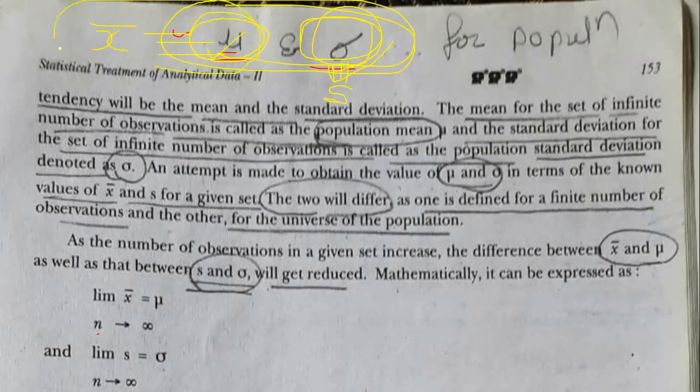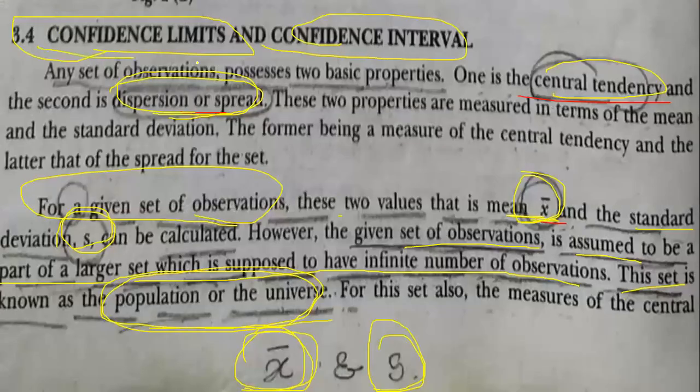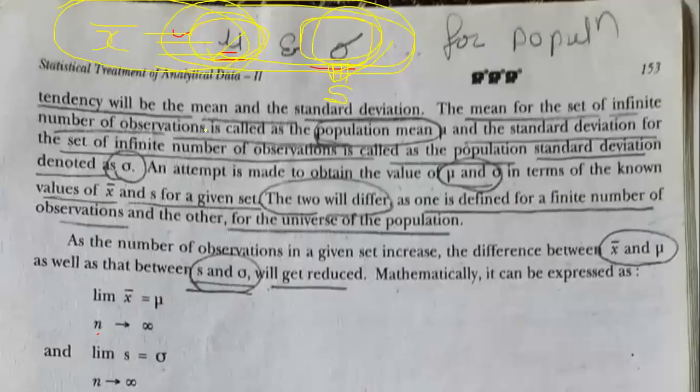So to define this, the term is coined that is called confidence limit and confidence interval. Now we'll see here.